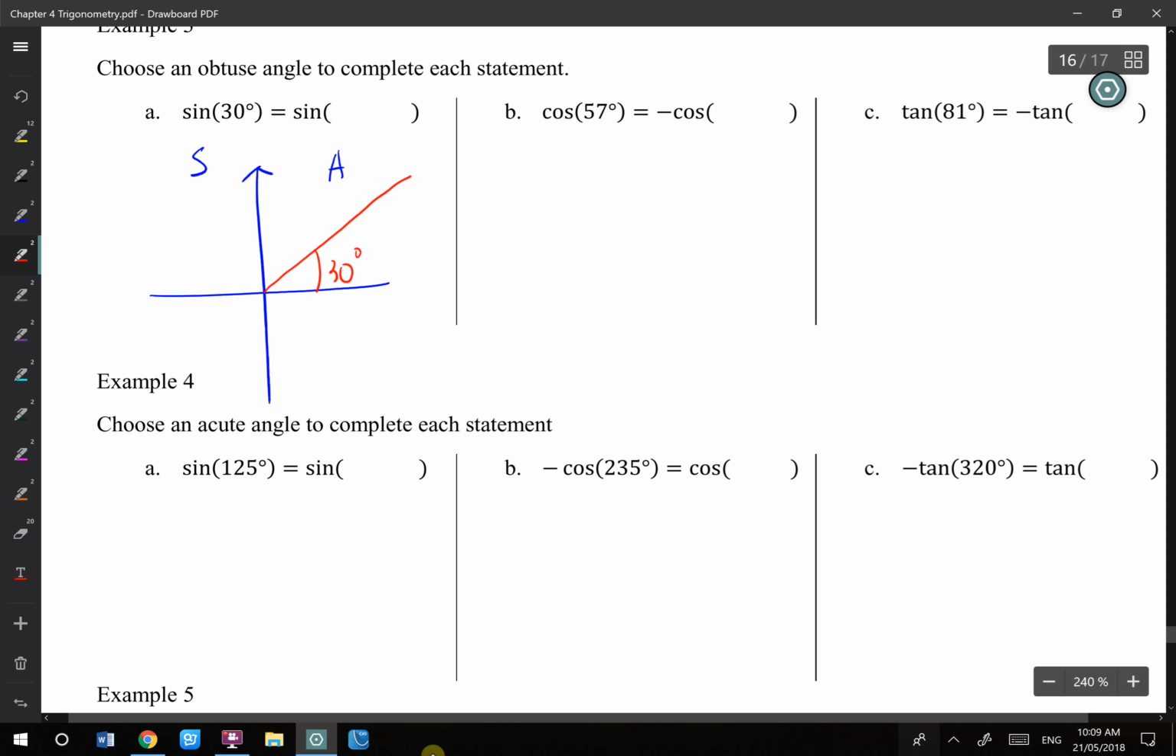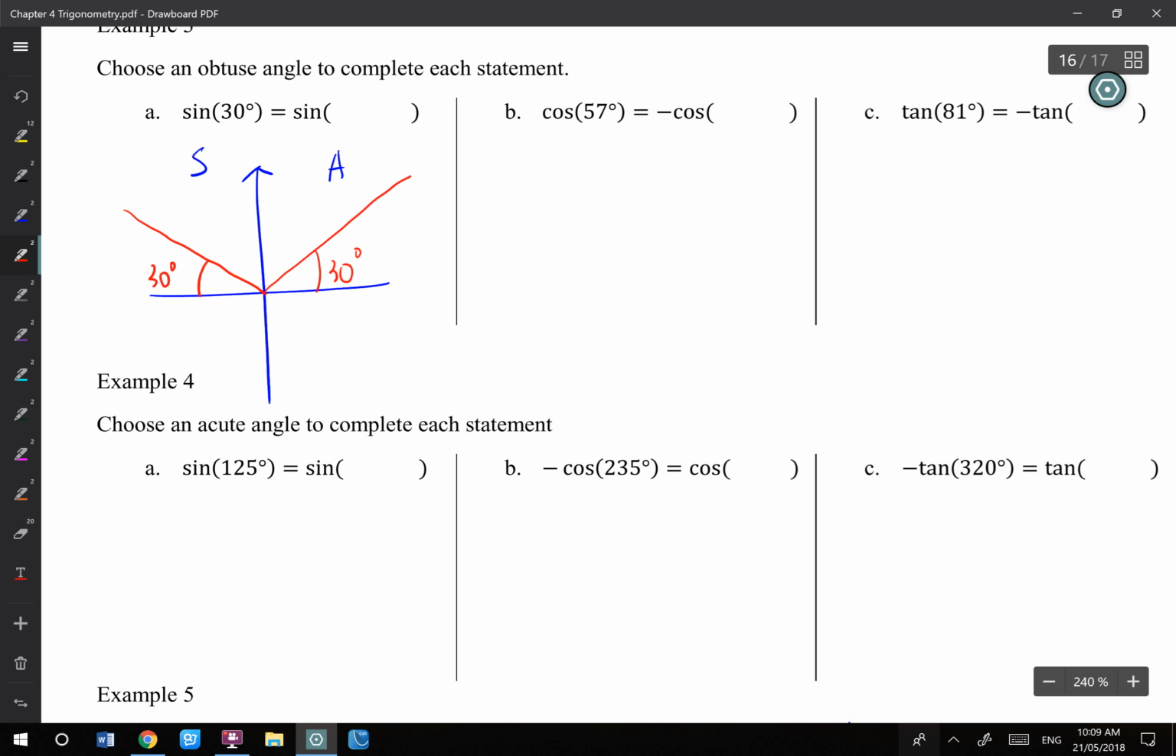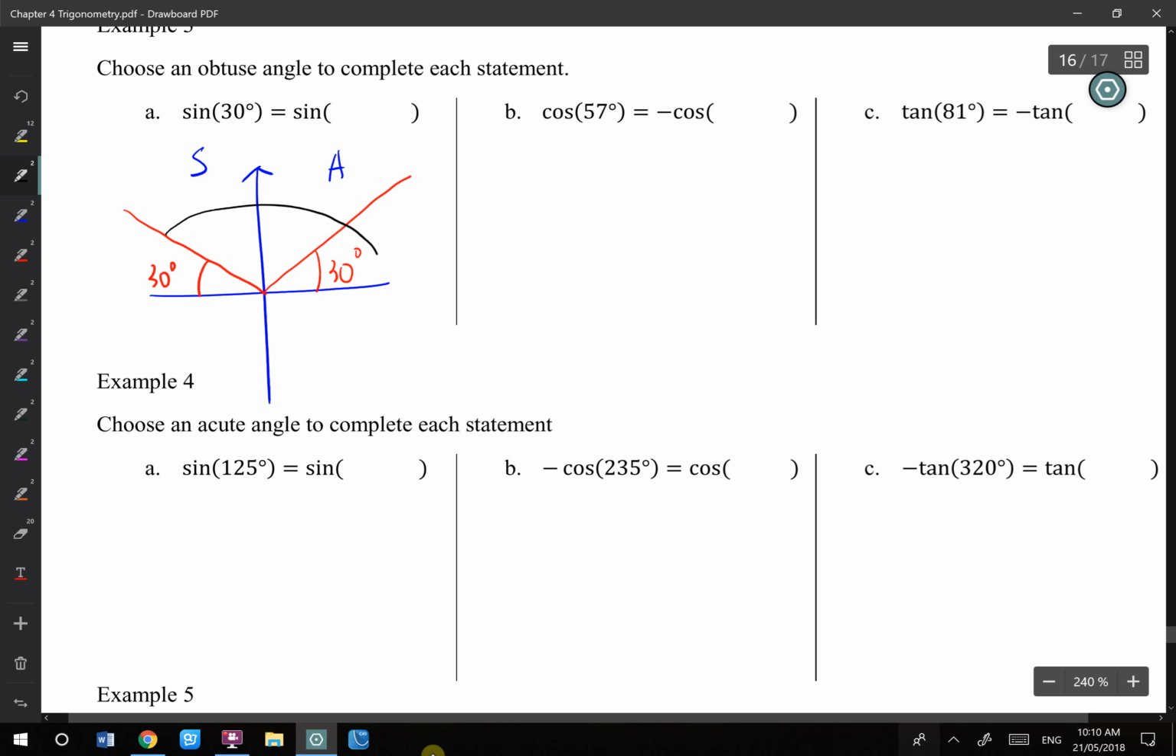So I can go for this one. That gives a 30 as well. To make this have the reference angle of 30 degrees. If you have the same reference angle as the acute angle, it will give you the same ratio. Therefore, the actual angle here is 150 degrees. So here I will have 150.